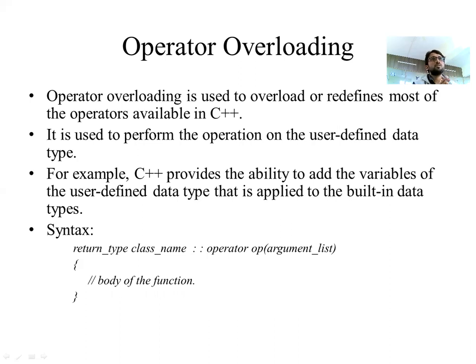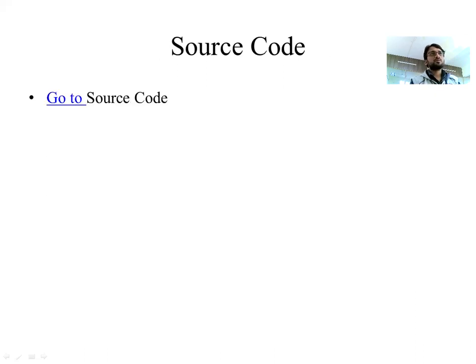So the syntax for overloading such a kind of operator is: we have the return type, the class name, then two colons, that is the scope specifier, and then we use the operator keyword, followed by the operator that we want to overload, and in brackets the argument list. In the body we perform the different functions that we want with that operator overloading. So this is nothing but operator overloading by using these functions. Then next we have the source code.